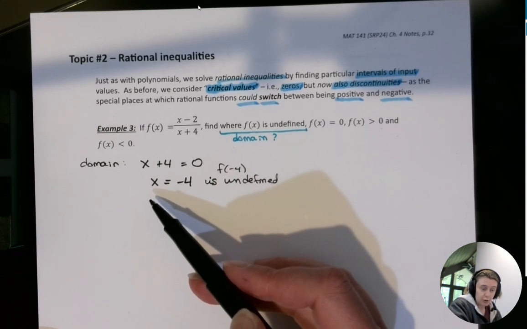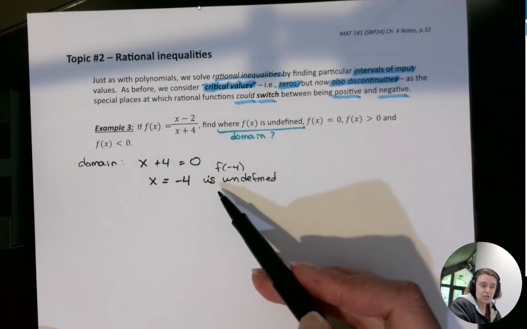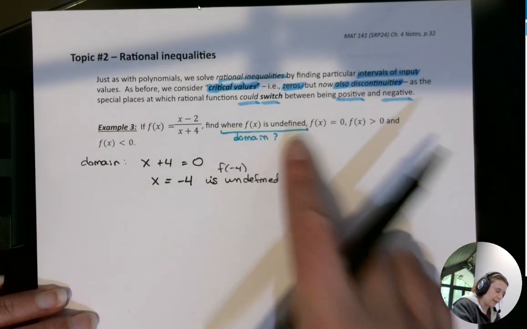I don't have to know that it's a vertical asymptote or a point discontinuity for this part of the question. It's just one of the two. So it's a discontinuity of some type. It's a place where the function's undefined. All right, so we've done that part.